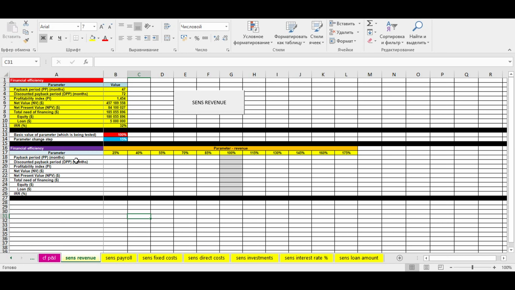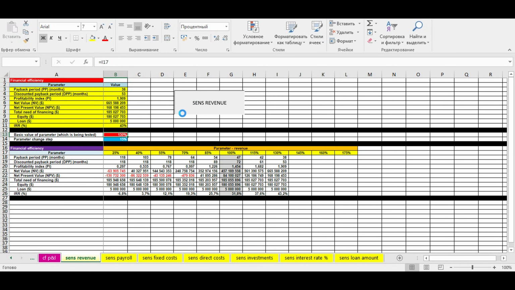How does it work? For example, let's go to the revenue sensitivity test. Here, we set the pace of increasing or decreasing the revenue. Then we push the Sense button and see when our financial efficiency will go negative. Now we see how stable your manufacturing model is.